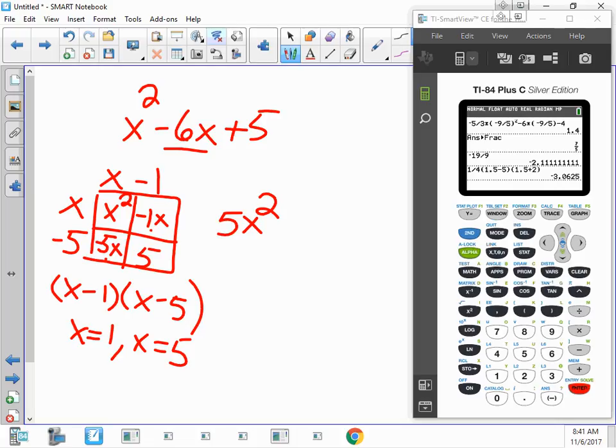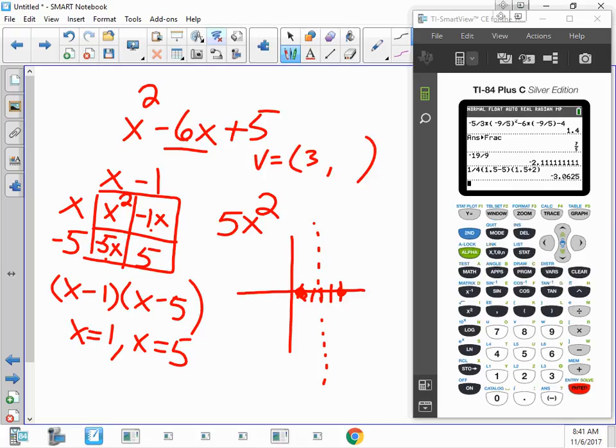Okay. I can draw that on the graph now. 1 and 5. Where is my axis of symmetry? Halfway between 1 and 5. 1 plus 5 is 6. 6 divided by 2 is 3. The axis of symmetry runs right through x equals 3, which means my vertex is 3 comma something.